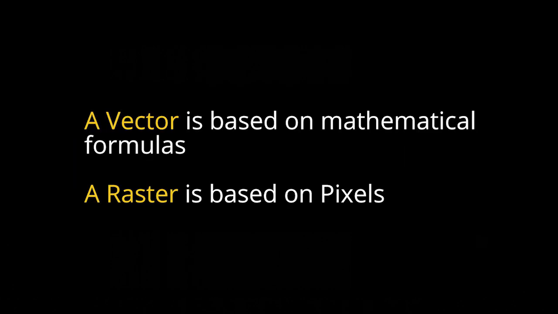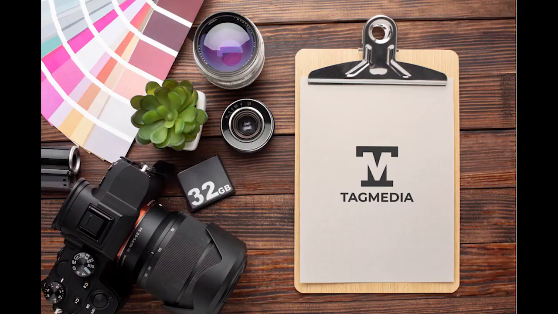What is the difference between a vector and a raster? Here is the difference. A vector is based on mathematical formula. A raster is based on pixels. The picture that you take with your camera is a raster because it's made up of tiny pixels. When you bought your camera, they might have said to you that your camera is 24 megapixels or 50 megapixels, which means the pictures you take with it contain 24 million pixels or consist of 50 million pixels.